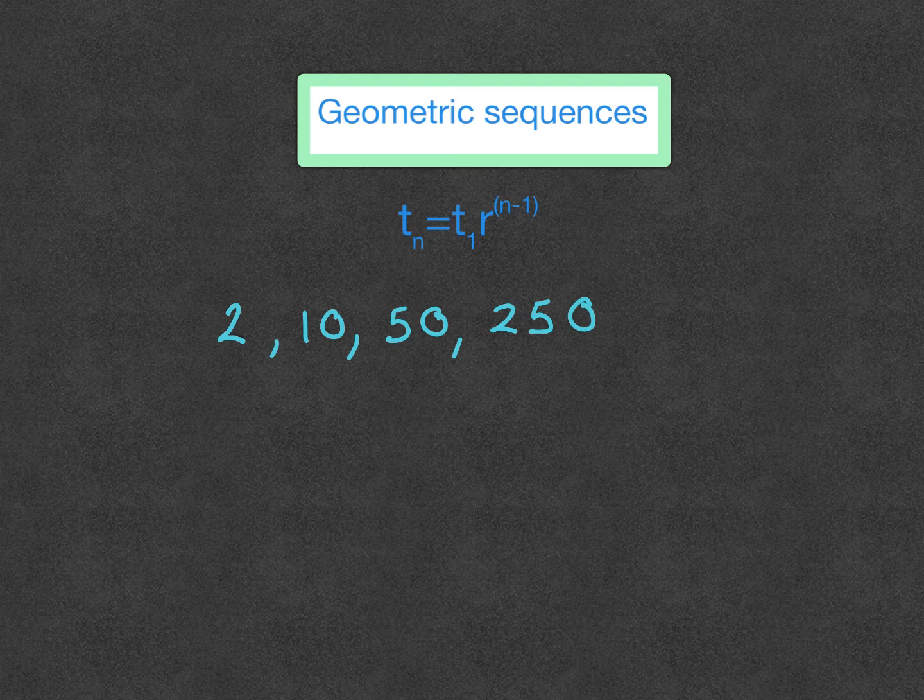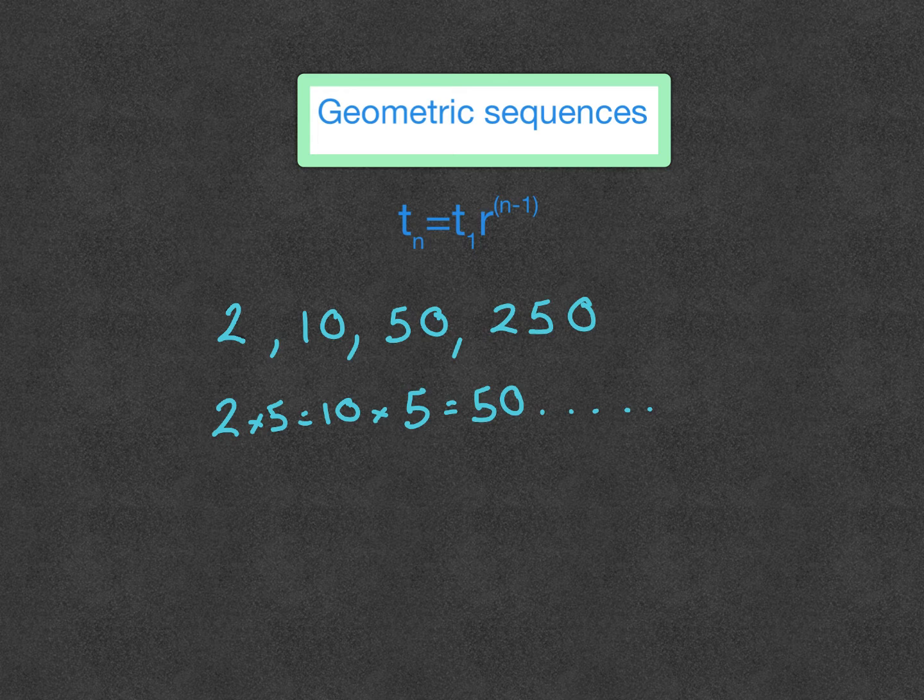So what you can see is the pattern here is that we're actually multiplying by 5 each time. So we start with 2, we multiply by 5, which gives us 10. We multiply by 5 again, which gives us 50, and so on through the sequence. Now, what we call this when we're multiplying to get from one number to the next in the sequence is what we call geometric sequences.